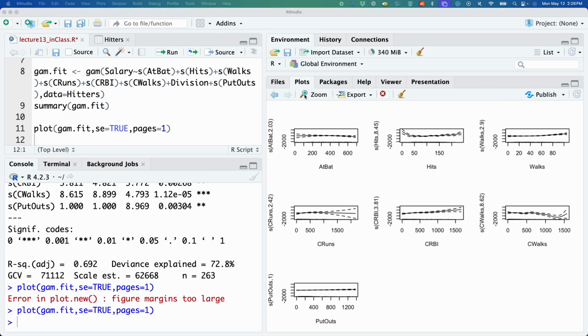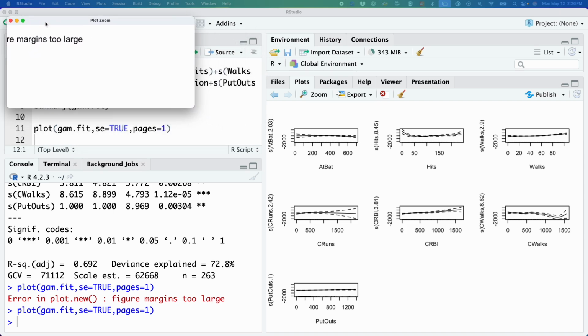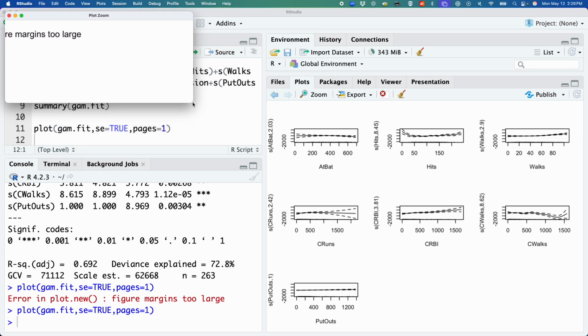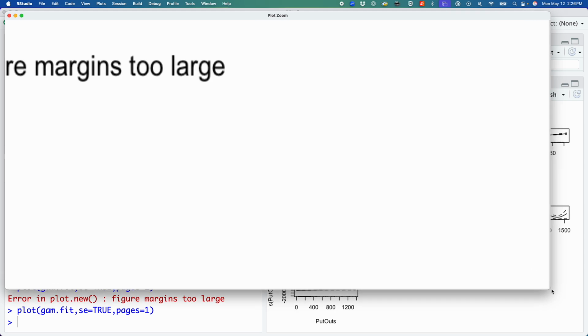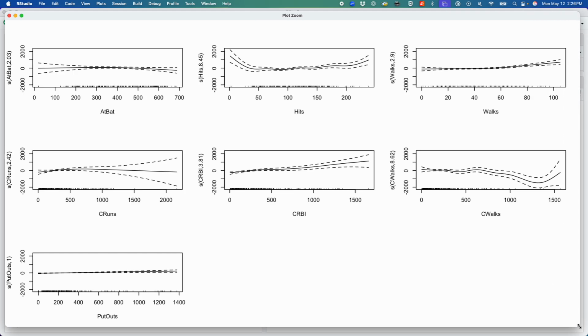Yes, all right. Oh, that's cool. That's a good plot. That's a better plot. Okay, cool.